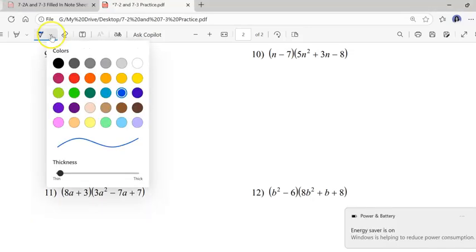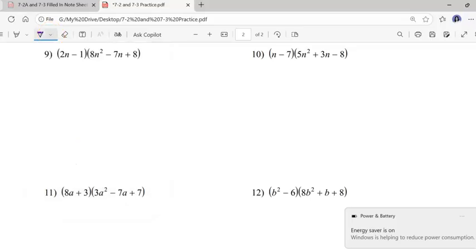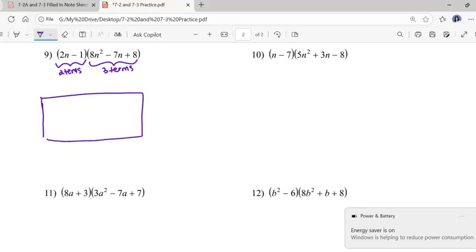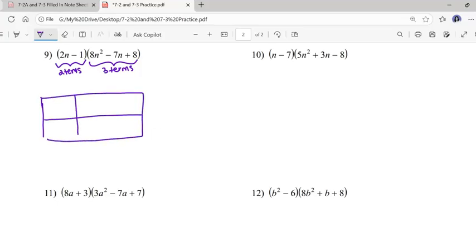Right, here are some other problems that get a little bit larger than the ones that we've had, but the same properties and same principles apply. We have 2 terms and 3 terms. So this time I'm going to be making a larger box that has 2 on one side and 3 on the other.